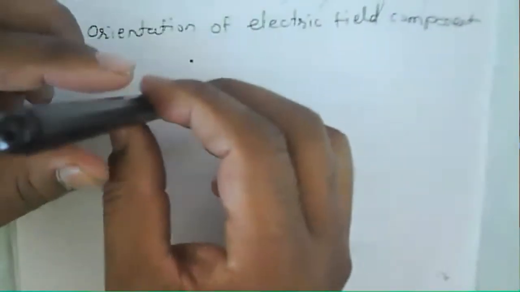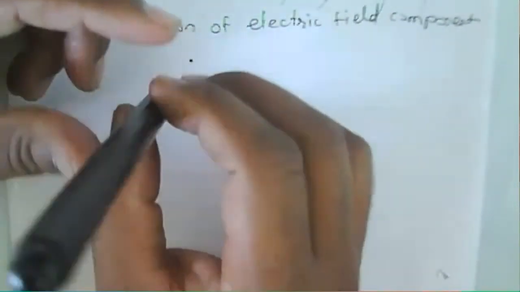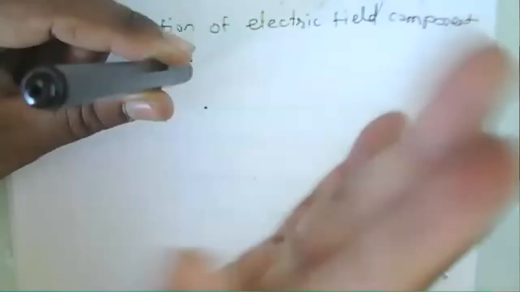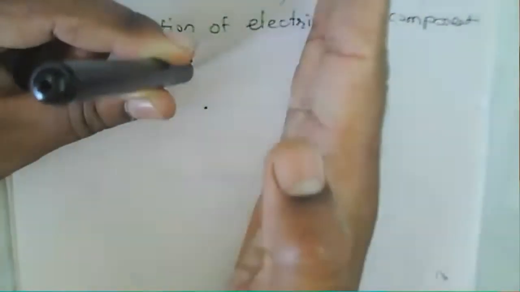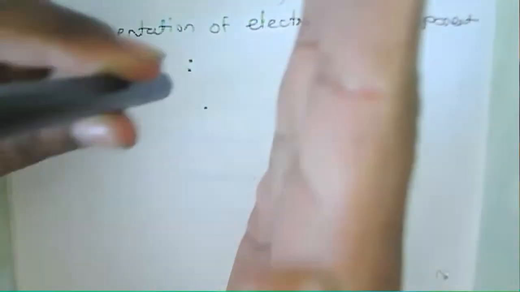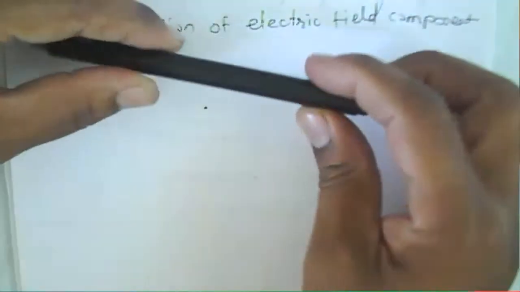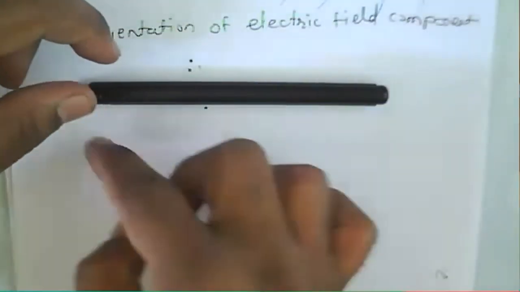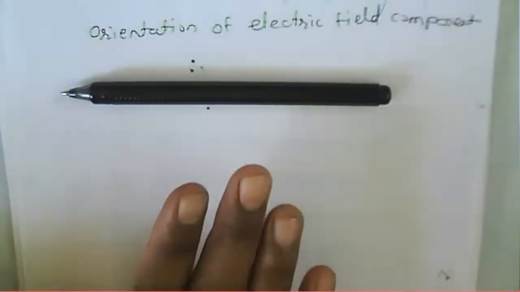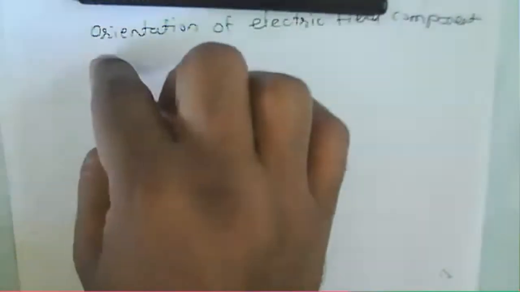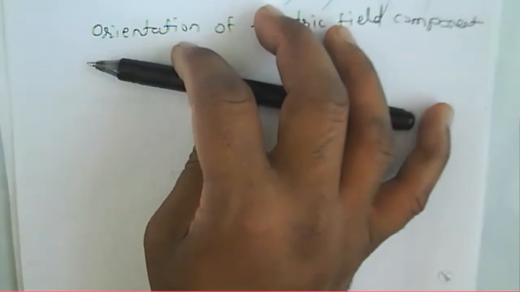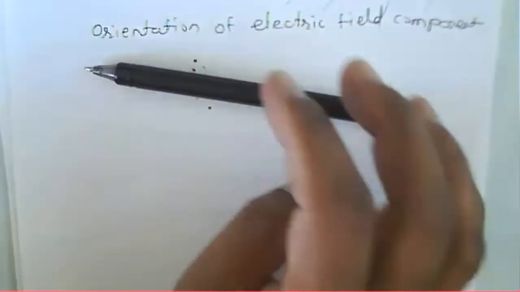Even if we take a vertical wire, or a rod, the electric field around it is perpendicular to the plane. That's why it is a vertical antenna. If you consider this one, the electric field component is parallel to the plane. That's why it is called a parallel antenna, or a horizontal antenna.